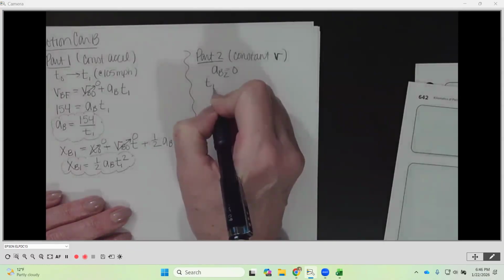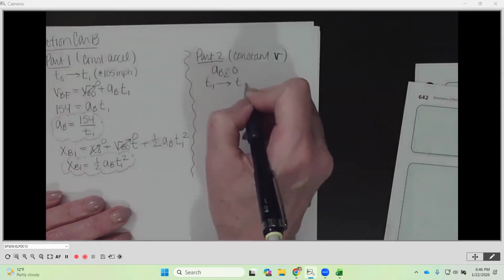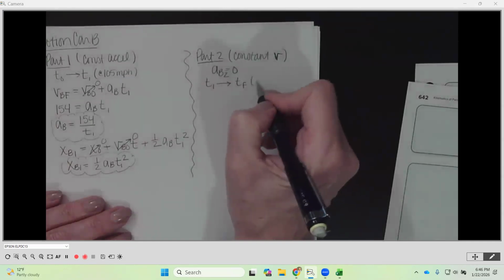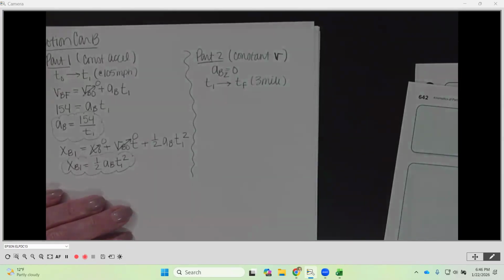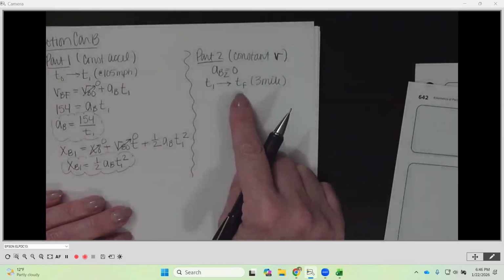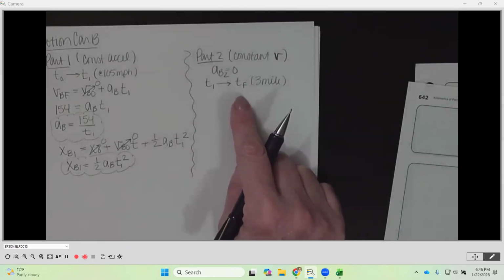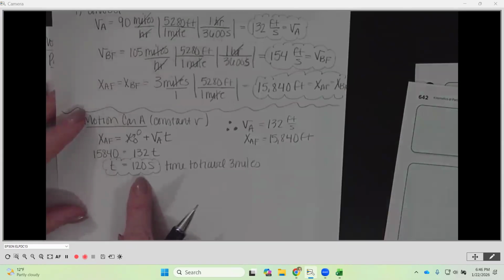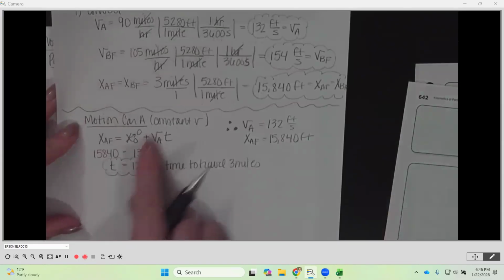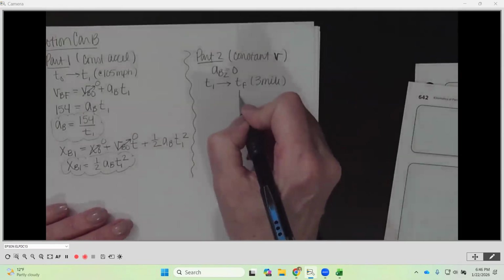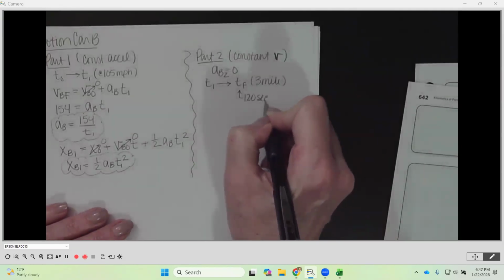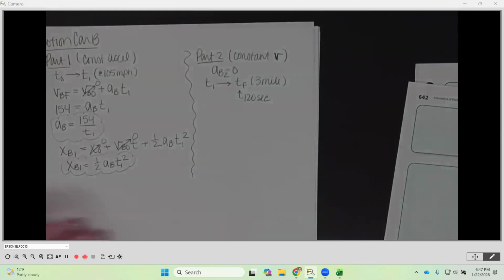Okay, now the time here is going to be from T1 to T final. Okay, and that T final is at that 3-mile mark. Now, we already know this time, don't we? We know that time to be 120 seconds because we calculated using car A, who was going at that constant velocity, and at that 3-mile mark, it took 120 seconds. So we can say this is 120 seconds. We know that already. Okay.